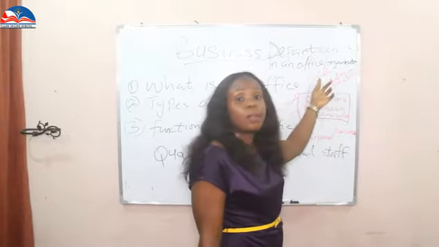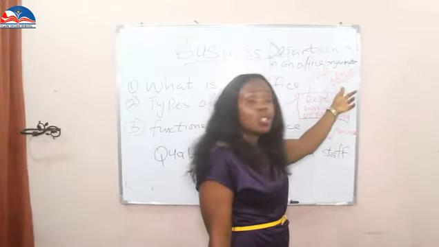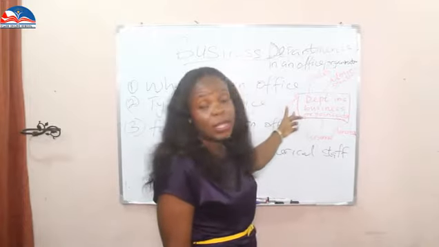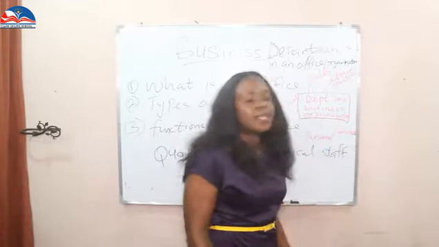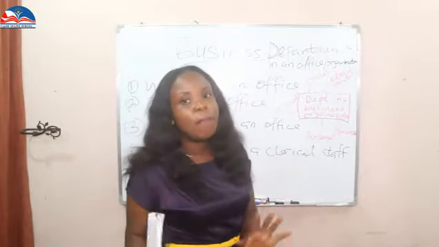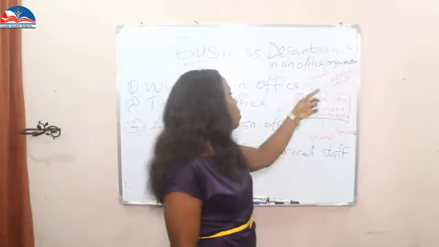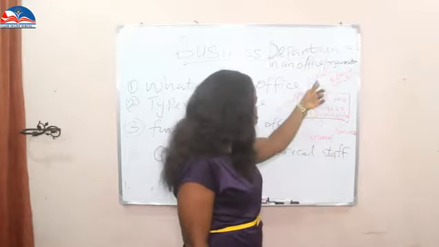We have the sales department, we have the administration department, we have the accounting department, we have the personnel department, we have the purchase department. Now let me take them bit by bit. Let's go first with the sales.